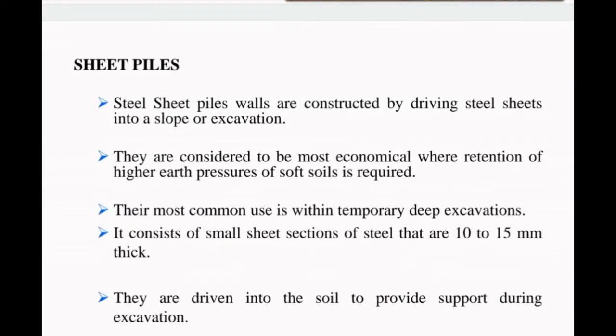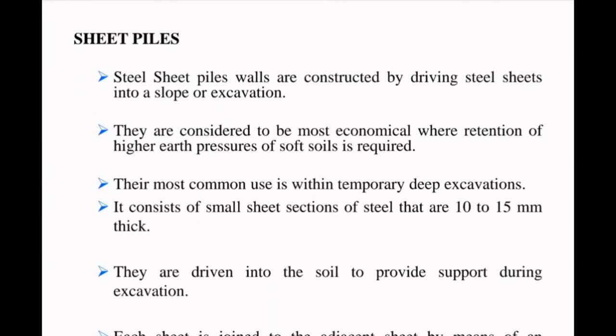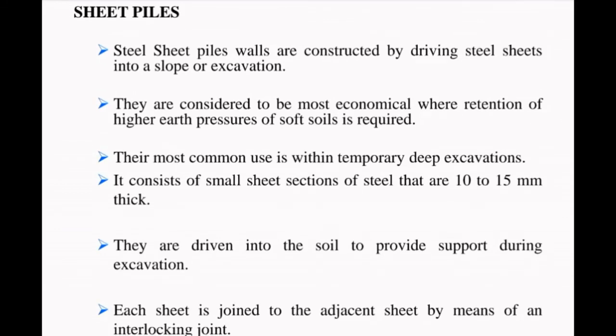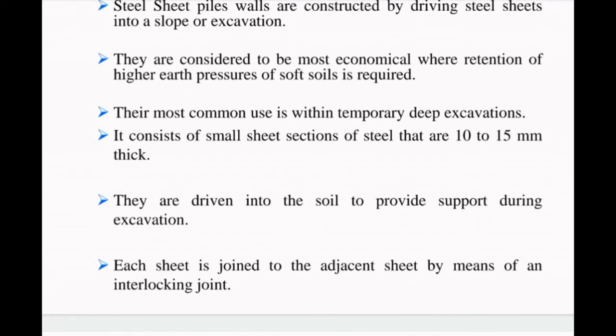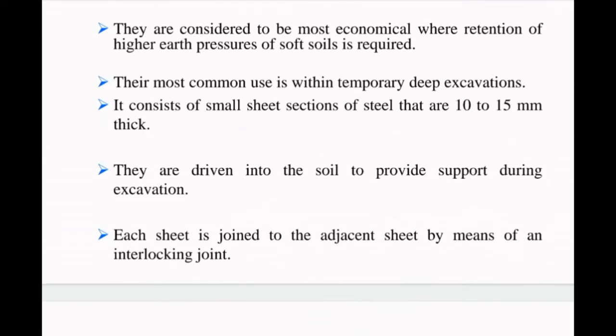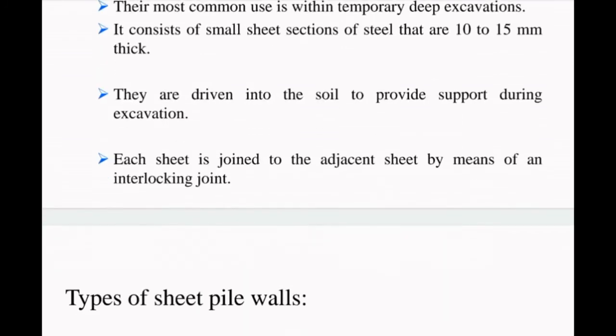Next we are going to see about the sheet piles. Sheet piles are walls that are constructed by driving sheets into the slope or excavation. They are considered most economical where retention of higher earth pressure or soft soil is required. Their most common use is in temporary deep excavations, and the sheets are in the range of 10 to 15 mm thickness, and they are driven into the soil to provide support during the excavation. Each sheet is joined to the adjacent sheet by means of an interlocking joint.